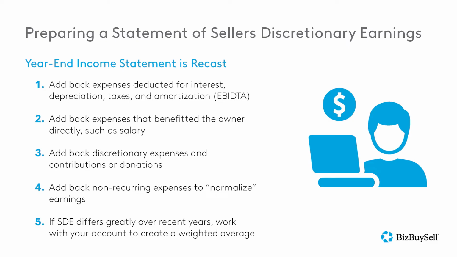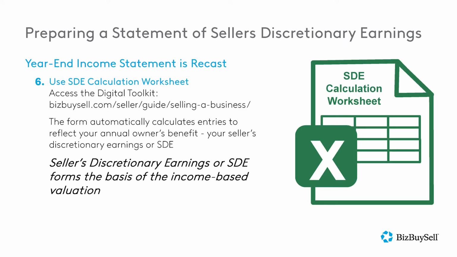5. If SDE has differed greatly over recent years, work with your accountant to create and present what is called a weighted average. 6. To prepare an estimate of your SDE, use the SDE calculation worksheet in the digital toolkit, working from your financial statements to fill in the shaded cells. The form automatically calculates entries to reflect your annual owner's benefit, your seller's discretionary earnings, or SDE, which forms the basis of the income-based valuation used in pricing nearly all small and medium-sized businesses.